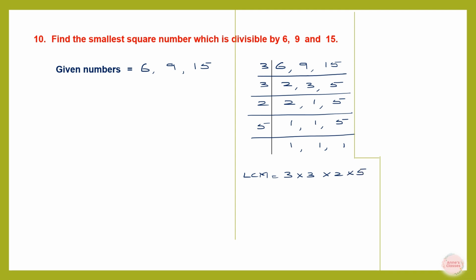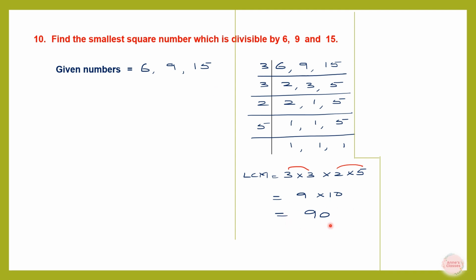Now we can break this up. 3 3s are 9 and 2 5s are 10. So 9 into 10, which is 90. Okay, so the LCM is 90. Now we need to know if 90 is a perfect square. If it is a perfect square, 90 will be the smallest number which is divisible by 6, 9 and 15. Smallest square number it should be, isn't it?